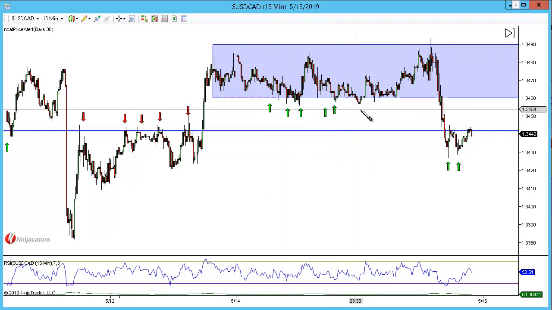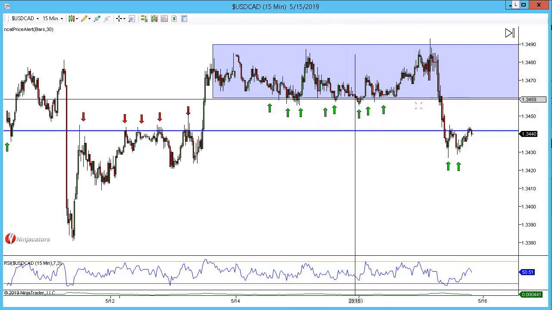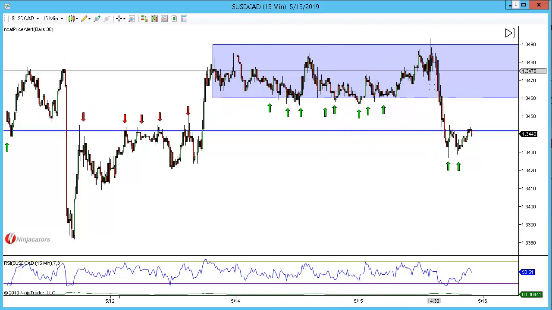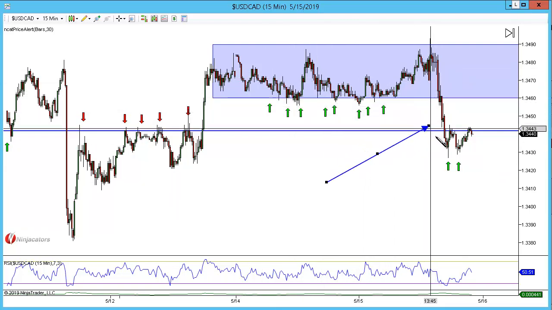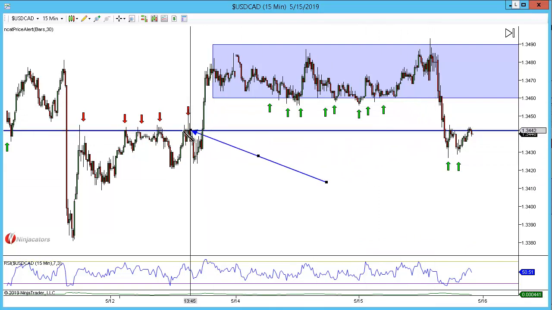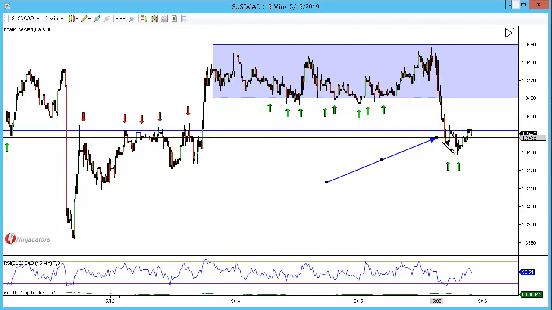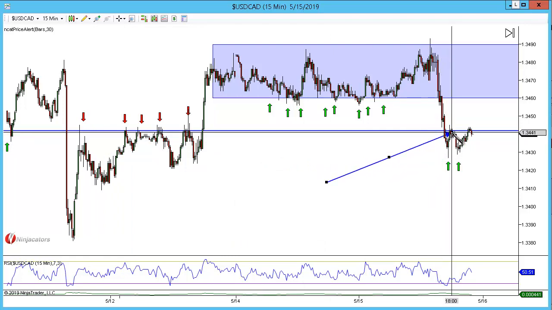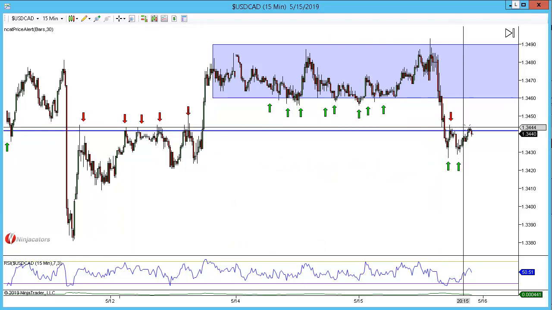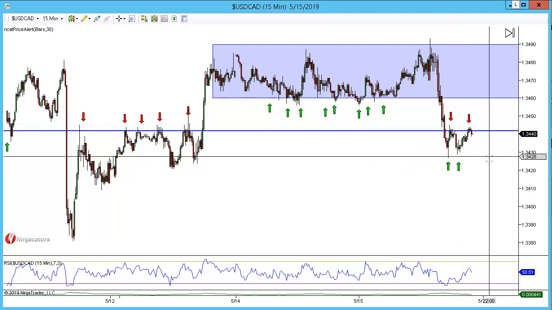2, 3, 4, 5, 6, 7, 8. An area here that's been tested 8 times. We've violated it with momentum. We've then violated this support level. We broke below it and we came up and retested it. Resistance. We've come up and retested again.